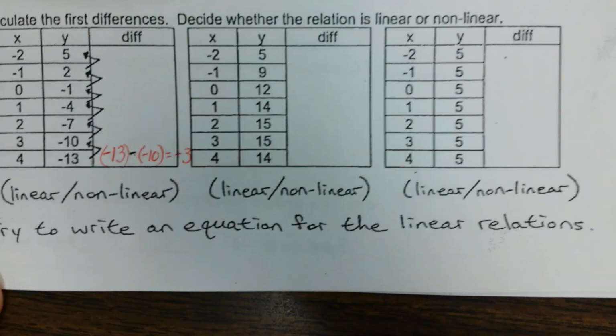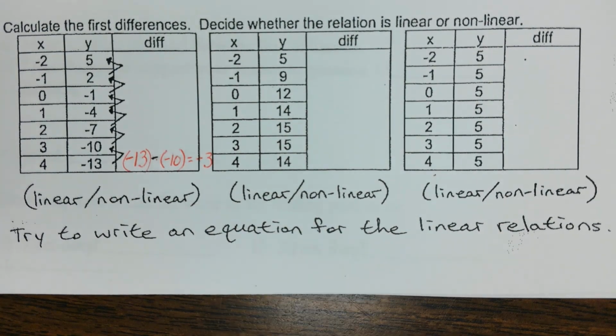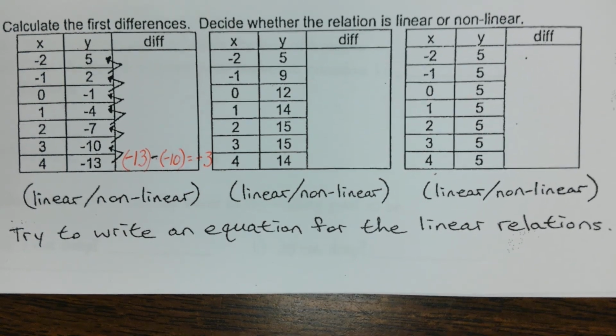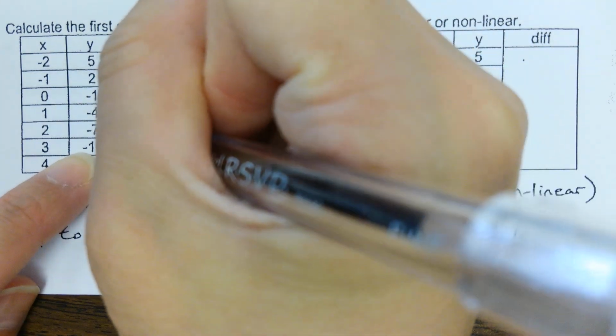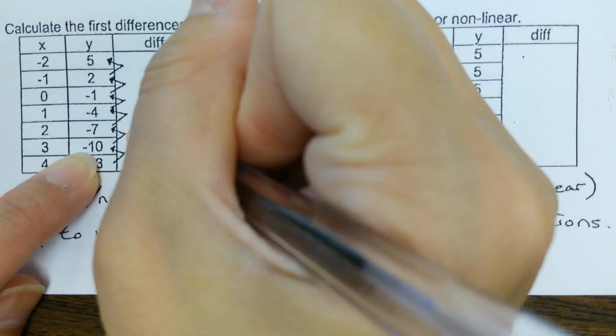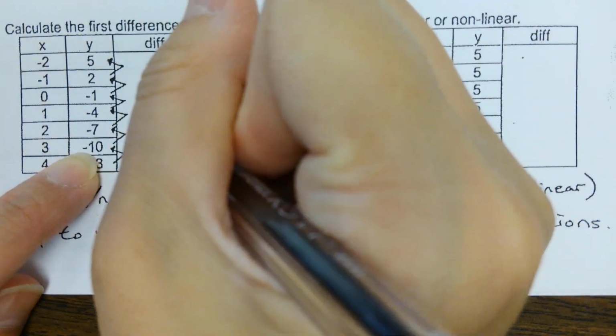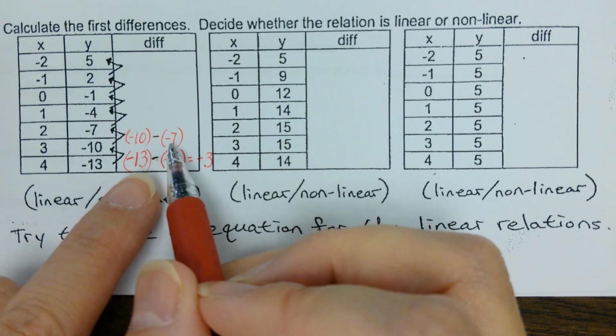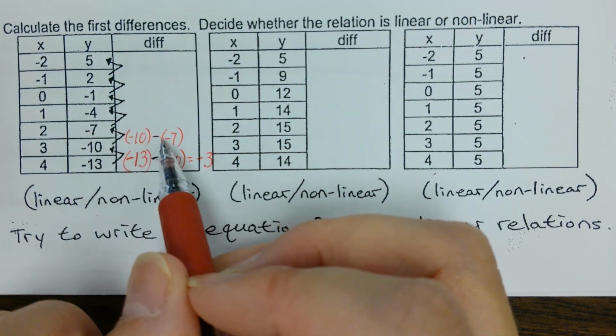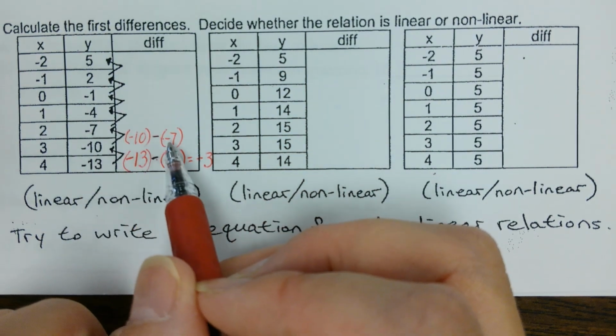Let me zoom this in a bit more. Okay, so be very careful. Even though you think, oh, first difference is so easy, you're just subtracting. Be careful with the signs. Same thing right here. Negative 10, take away negative 7. All right, negative 10, take away negative 7. Again, the two negatives make it plus. So negative 10 plus 7 is negative 3.